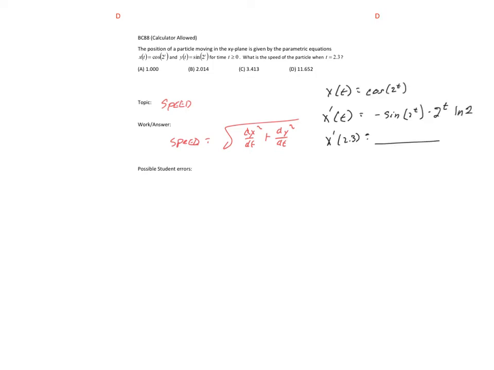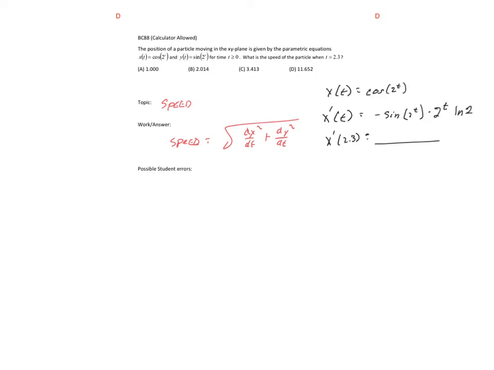All right, the position of the particle in the xy plane is given by the parametric equations x of t and y of t. What is the speed? Okay, so again, what's our topic? Our topic is speed. We know our speed is the square root of the quantity dx/dt squared plus the quantity dy/dt squared. So I'm going to calculate those derivatives, and then we'll talk about what's next.